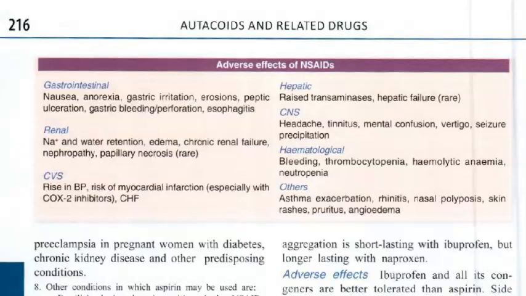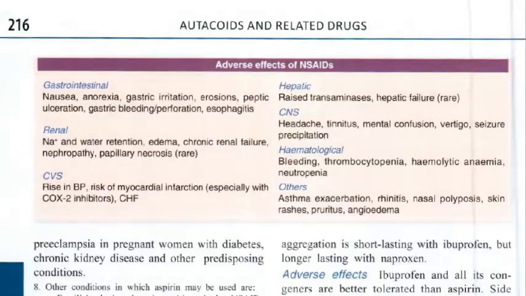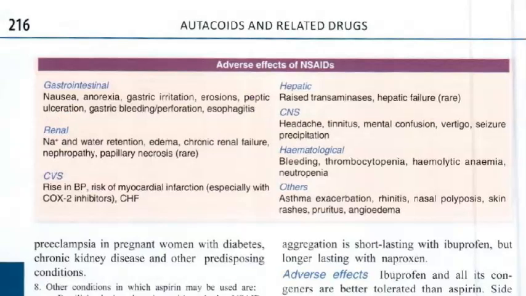Now let us look at the actual things that we should know. Mainly, it will cause peptic ulcers. That's why with all the standard medication, you add esomeprazole, omeprazole, PPIs. PPI is what? Proton pump inhibitor. That itself has I in it. So that it will reduce the gastric acid secretion. Then it will cause sodium water retention. So it will lead to edema.